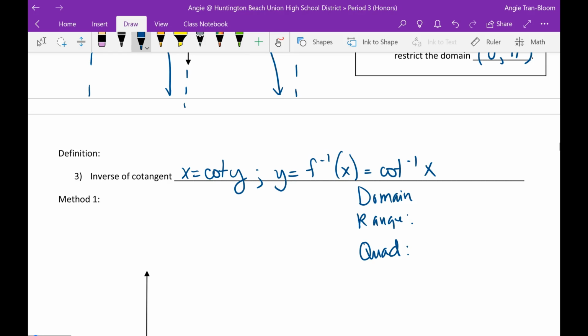Domain. Negative infinity to infinity. Do you guys agree? Okay. Negative infinity to infinity. Ryan, what is the range, bud? 0 to pi. Okay. Yes, sir. Let's put it back to the unit circle. If it's 0 to pi, what two quadrants is then cotangent inverse restricted to? First and second. 1 and 2, because 0 is right there, pi is right here.